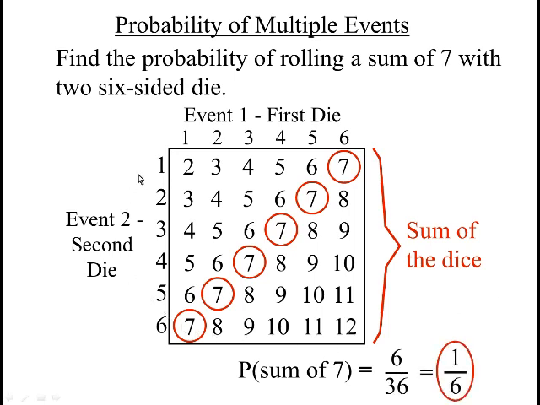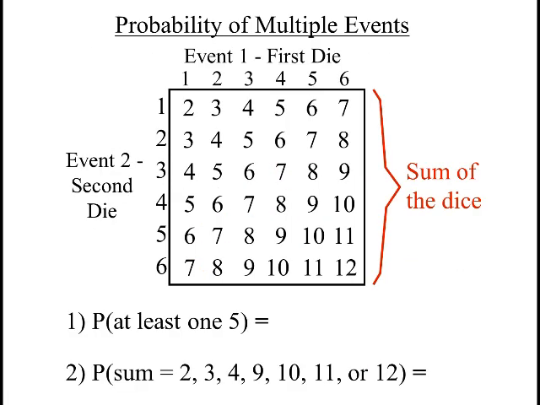Now, arrays work great when you have 2 events, okay? But if you have 3 things occurring, you can't really use an array. You'd have to use a tree diagram, which I'll explain in a little bit. Okay, so here's another set of problems that really requires an array for you to answer these questions.